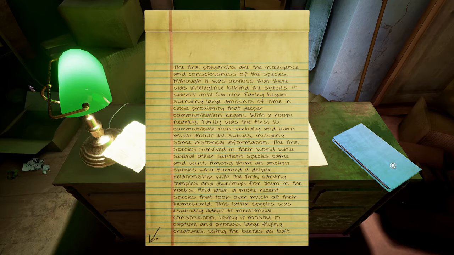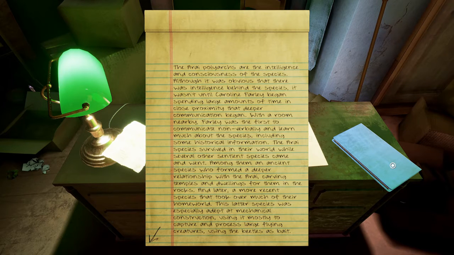The array polyarchs are the intelligence and consciousness of the species. Although it was obvious that there was intelligence behind the species, it wasn't until Caroline Farley began spending large amounts of time in close proximity that deeper communication began. With the room nearby, Farley was the first to communicate non-verbally and learn much about the species, including some historical information.